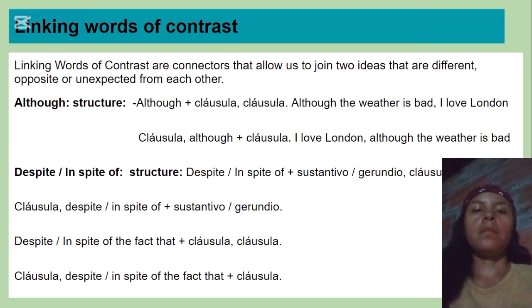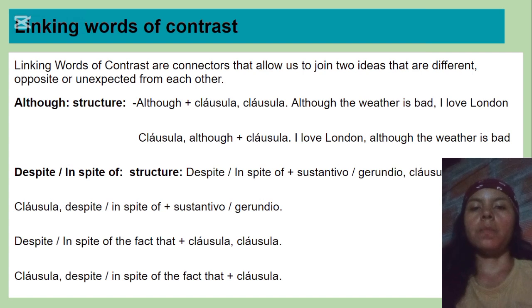It can appear at the beginning or in the middle of the sentence. The structure is although plus clause. For example, "Although the weather is bad, I love London," or "I love London although the weather is bad."